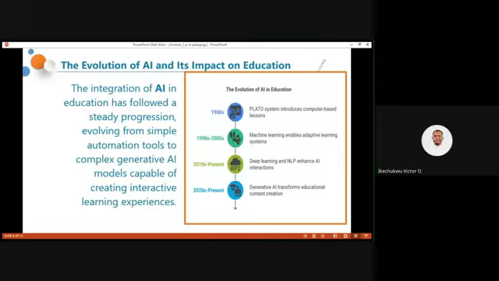Evolving from simple automation tools. When I say automation tools, I mean tools that are able to do things by themselves, auto means self, with little or no assistance from humans. So they move from simple automation tools to complex generative AI models that are capable of creating interactive learning experiences. Many of these AI tools are not just in the simple versions anymore.